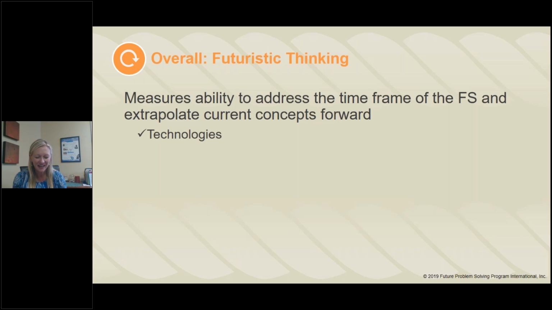Okay, great. All right, so we want to make sure when we're taking a look at the overall score for futuristic thinking that the students themselves are putting themselves in the time frame of that future scene, and they can take current concepts and they can use forward thinking to apply what they've learned currently into the future, and that should be a very natural fit. Technologies, kids are great at indicating a lot of the technological items that maybe different generations that our evaluators are in might not be as second nature to us.